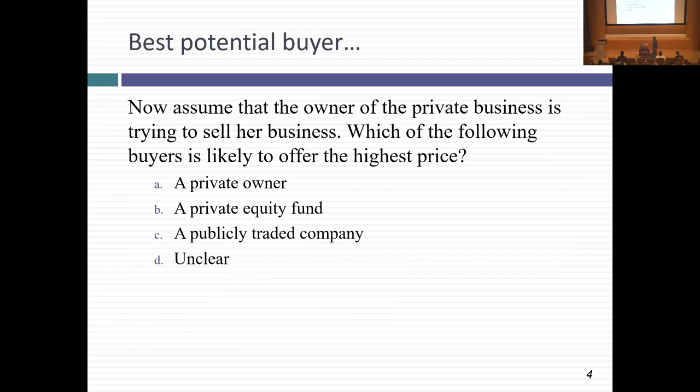One final point. Given what I've said so far about potential buyers and diversification, let's say you're the owner of a private business, you're thinking about selling your business and you want the best possible buyer. Best in what sense? You want to get the highest price. And I give you three different choices. Another private individual is willing to buy your business. The second is a private equity fund. And the third is a publicly traded company. Which one do you think is likely to offer you the highest price? A private buyer, a private equity fund, or a publicly traded company?